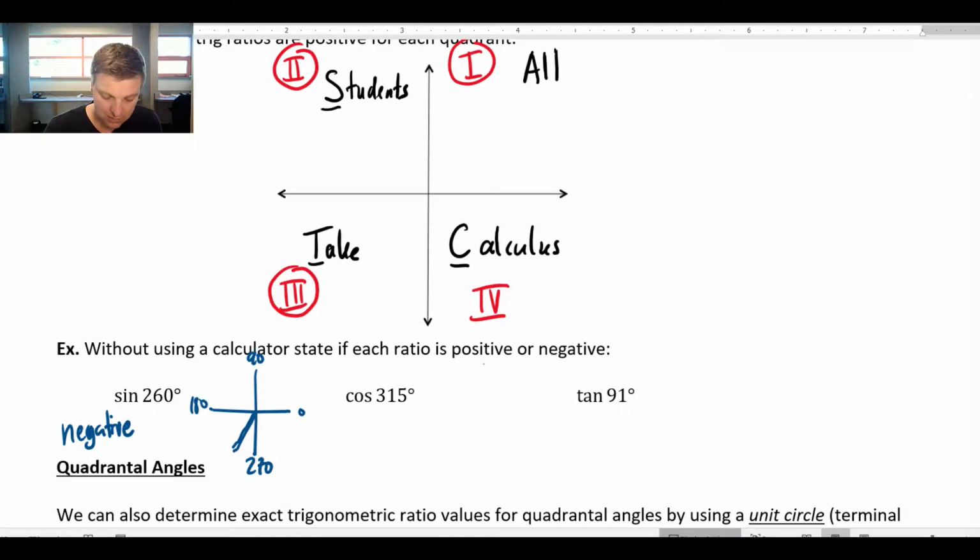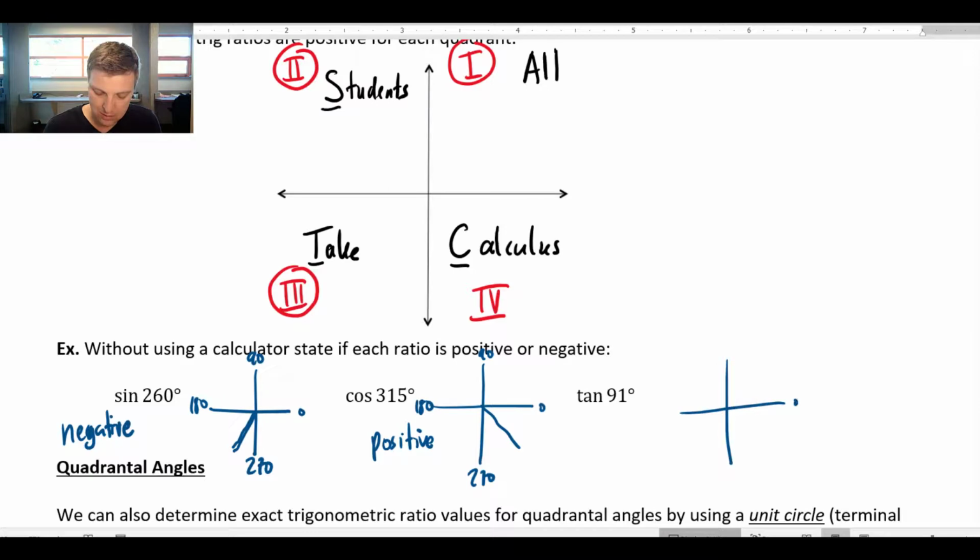The cosine of 315, well, there's my angle, there's 0, 90, 180, 270, 315 would be like over here somewhere. That's in the fourth quadrant. Cosine is positive in the fourth quadrant, so that would be positive. And then tan of 91, well, there's 0 and there's 90. So I know this angle is just past 90, means it's in the second quadrant, which means the tan will be negative because tan is only positive in the first and the third.